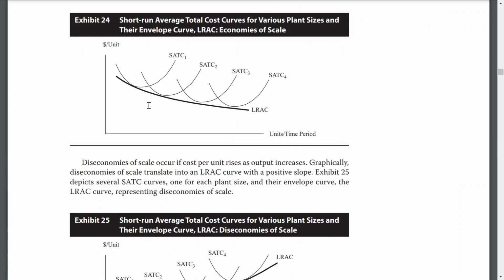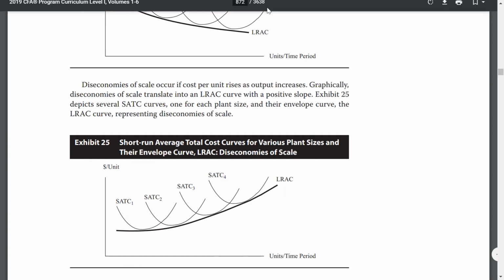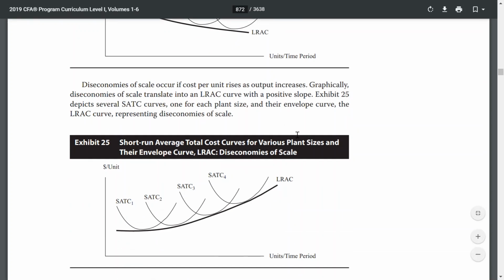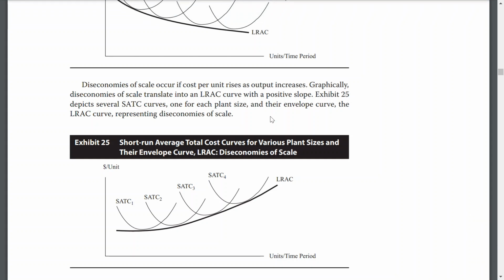So in the long run, the price per unit decreases. However, in the short run, it has these bows. Okay. Diseconomies of scale occur if cost per unit rises as output rises. Graphically, diseconomies of scale translate into the long run average cost curve with a positive slope. Exhibit 25 depicts several SATC curves, one for each plant size, and the envelope curve, an LRAC curve, representing these diseconomies of scale.